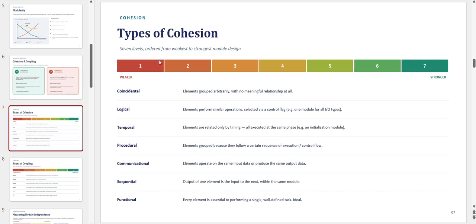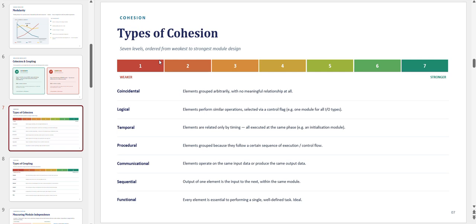Types of cohesion. Here we will see seven levels ordered from weakest to strongest module design. First one is coincidental: elements grouped arbitrarily with no meaningful relationship at all. Second, logical: elements perform similar operations selected via a control flag, for example one module for all input-output types. Third one is temporal: elements are related only by timing, all executed in the same phase, for example an initialization module.